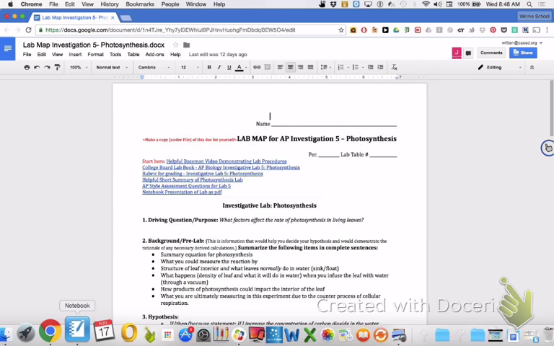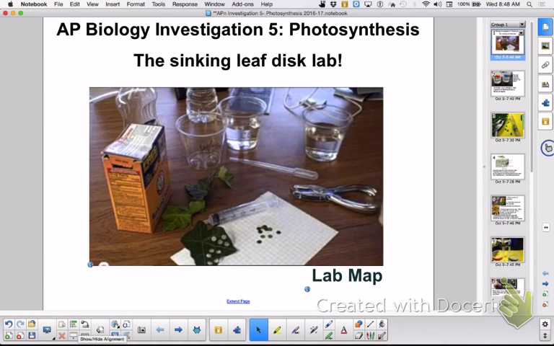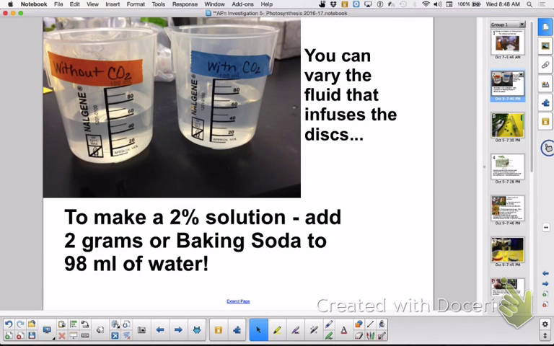Where are you, notebook? Okay. You basically are going to take some leaves and you're going to infuse them with a solution. And you have some choice on that. The way the lab book sets it up is you infuse the leaves.